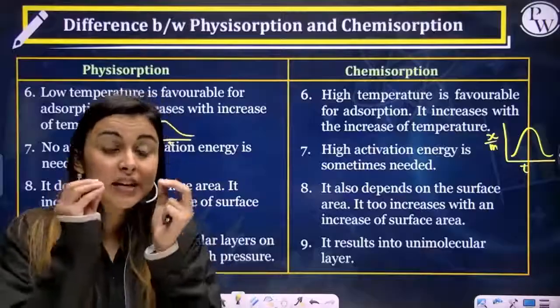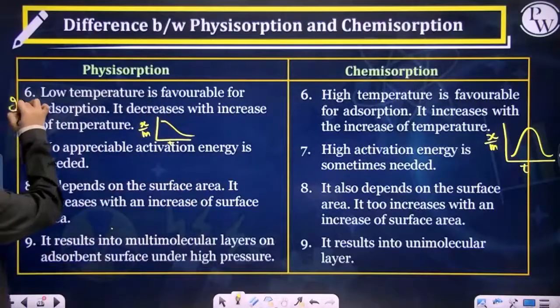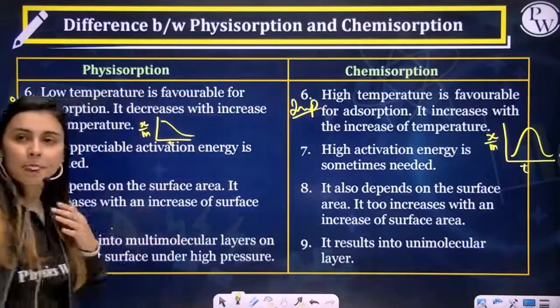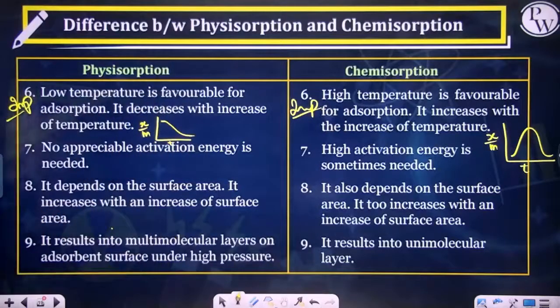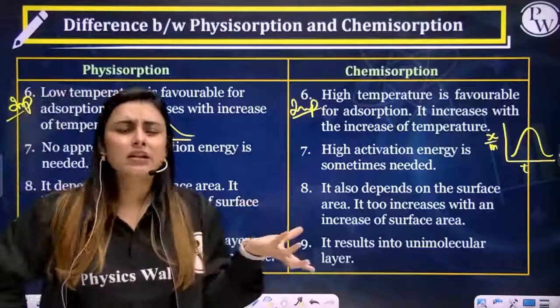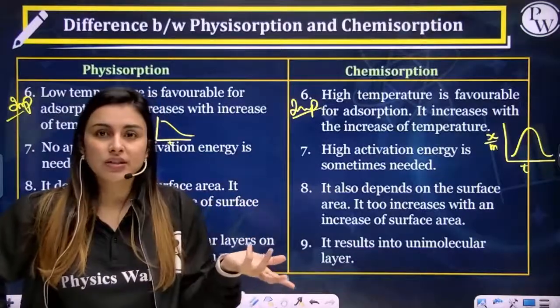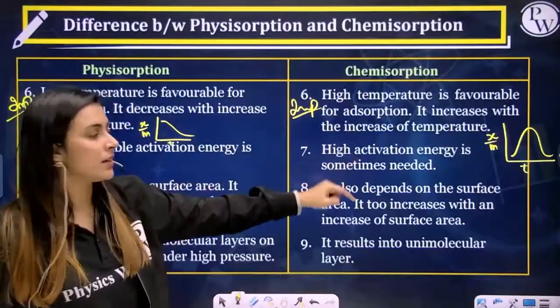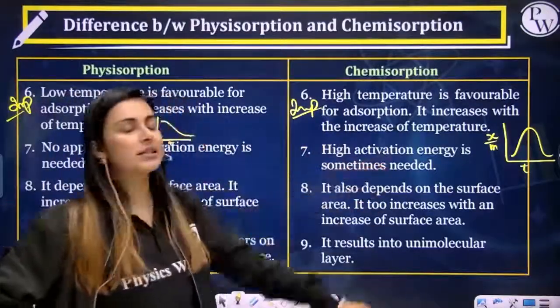This is a very important point. If you want to mark it, a question will be asked from this point. Please write it down and draw the graph. Let's talk about the other point. No appreciable activation energy is needed. Again, my dear students, since there is no reaction, no activation energy is needed. Since a reaction occurs here, activation energy is needed here. So high activation energy is needed sometimes.